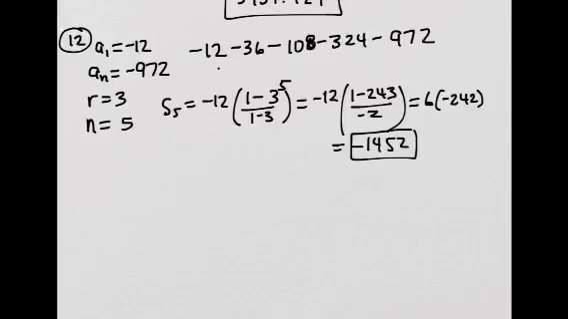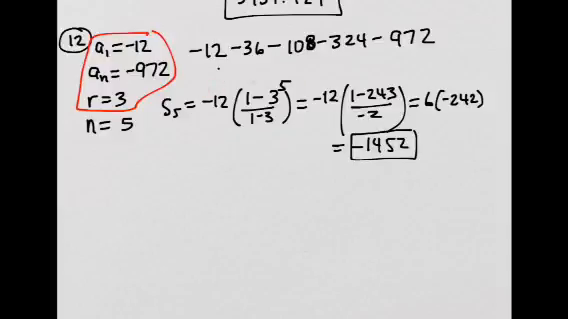So number 12, this is what they gave you at the beginning right here, that this is what was given. And so we started with negative 12 and then multiplied by 3 each time, so until you got to the negative 972. So then I counted the terms, 1, 2, 3, 4, 5, and that's how I got this 5 right here. The formula for the sum is right here.